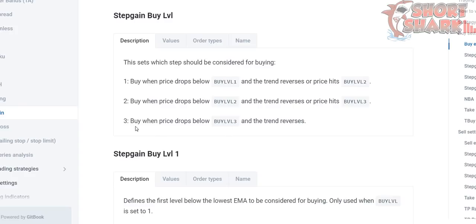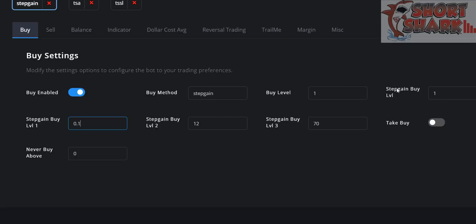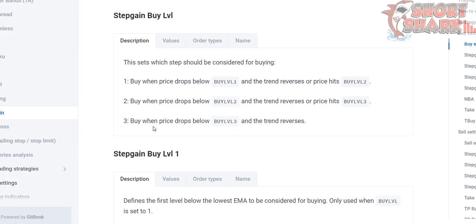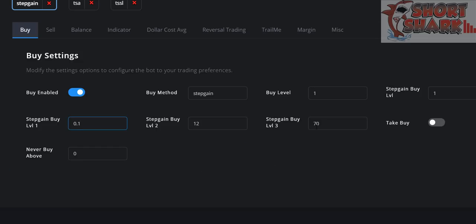3 is uniquely different. If we were to throw a 3 in this box on the buying style: buy when the price drops below buy level 3 and the trend reverses. There's no secondary box. That's that. Buy box 3, like I have 70 in here. It's never going to buy until it hits 70. And as soon as it hits 70, it's going to continue on. It can hit 100, it's not going to buy. But the second it switches back a little bit, we don't know what the dev has it set at, but we've all tested it pretty extensively in the room, and it seems like 0.1. So if it reverses like 0.1, it's going to buy anything over 70.